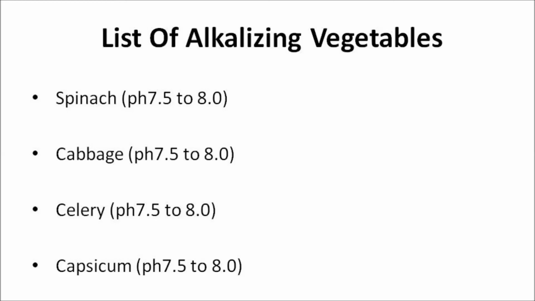Celery is a very low alkaline forming food. Its moderate alkaline level has a pH of 7.5 to 8.0, and it elevates acid food 5.0 in alkaline direction. Capsicum or bell peppers. Low alkaline forming food with a moderate alkaline pH level of 7.5 to 8.0. It's a good substitute for coca, and it's mineral rich.